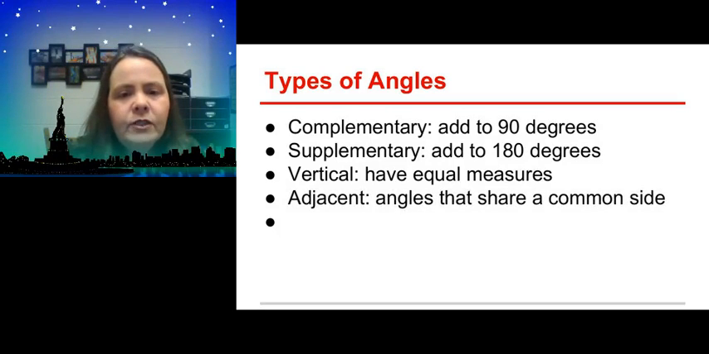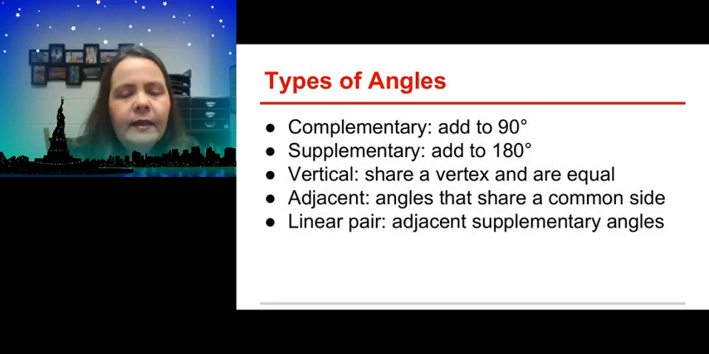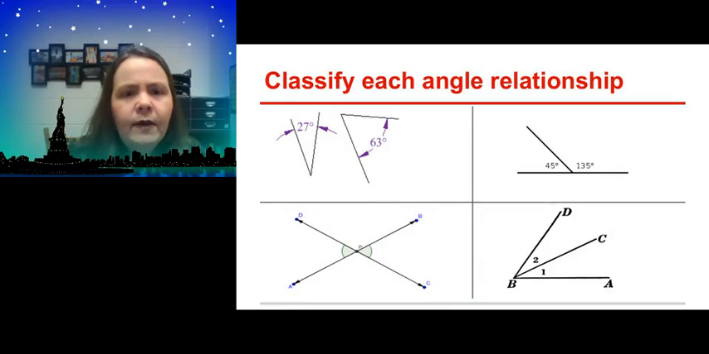Adjacent angles are angles that share a common side, and a linear pair, remember, is just adjacent supplementary angles. So when they share a common side, and the sides that they don't share make a straight line. So let's identify each of these here. In the first pair, where the 27 and the 63 is, of course, those are non-adjacent because they're not sharing a side. And if I add 27 plus 63 together, they equal 90. And so those are non-adjacent complementary angles.